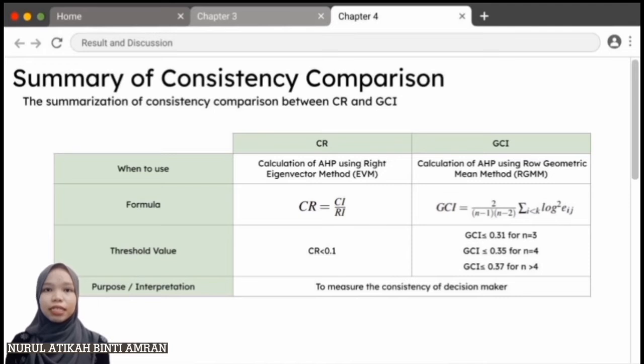This table shows the summary of the consistency comparison between CR and GCI. It contains the difference of when to use CR and GCI, the formula, and the threshold values for CR and GCI. Both CR and GCI carry the same meaning, which is to measure the consistency of judgment by decision makers.